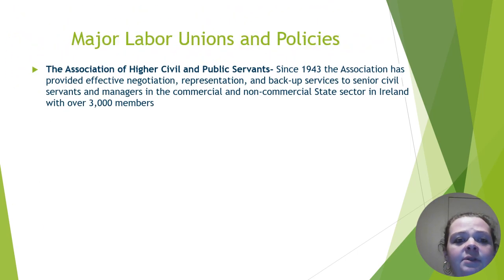Major unions are the Association of Higher Civil and Public Servants. Since 1943, the association has provided effective negotiation, representation, and backup services to senior civil servants and managers in the commercial and non-commercial state sector in Ireland, with over 3,000 members. Their members are key policy influencers and public service providers who have made a major contribution to Irish life and administrative, economic, and social development since the foundation of the state.